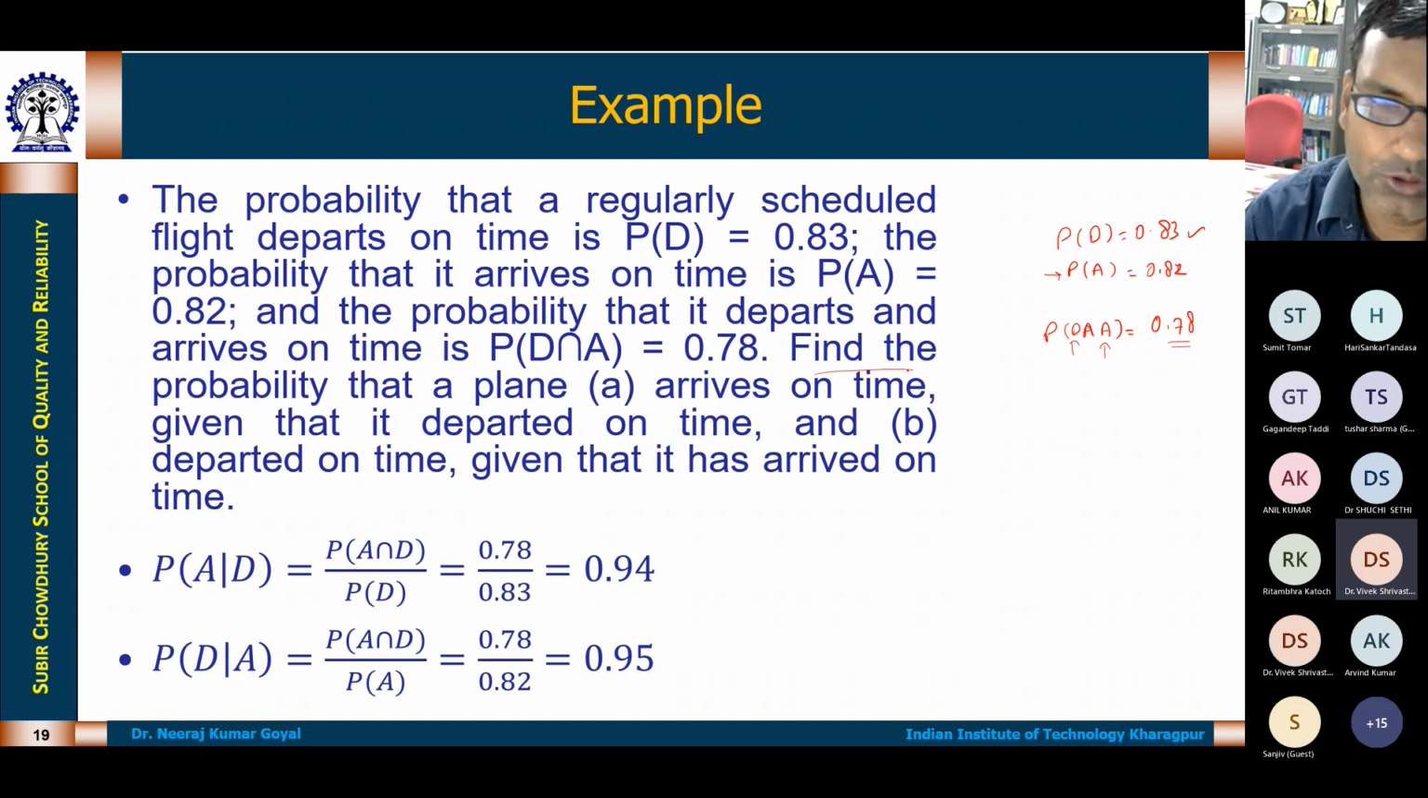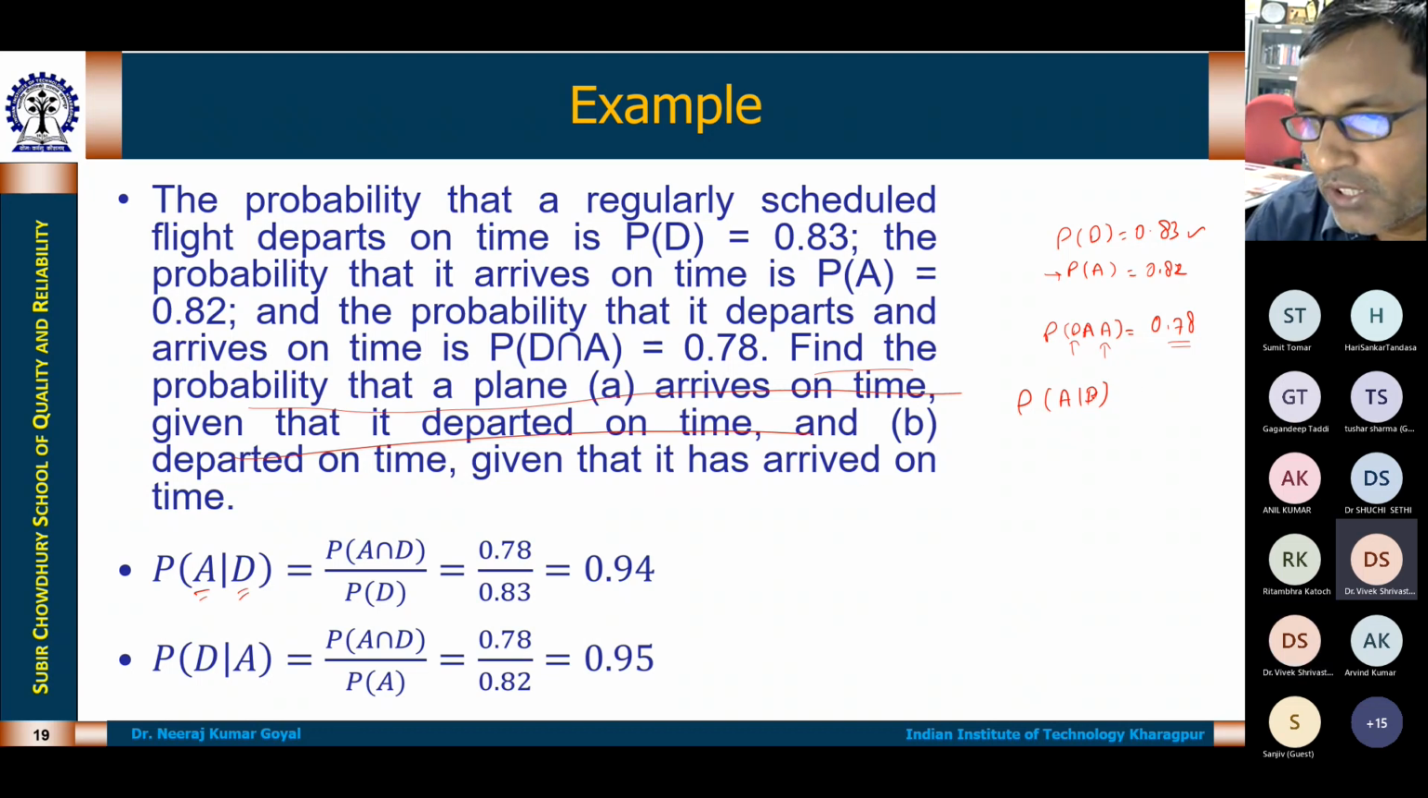Now we are interested to know what is the probability that a plane arrives on time given that it departed on time. So we want the probability of arrival on time given that it departed on time. That means now we are considering only those flights which have departed on time. Out of those, what is the probability that they have arrived on time, right? Out of all flights, how many departed on time? 0.83, right? And out of 0.83, how many arrived on time?